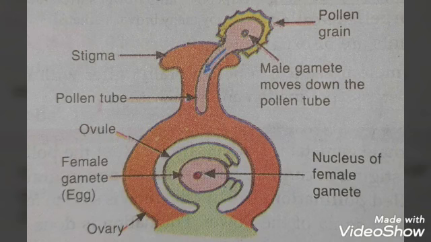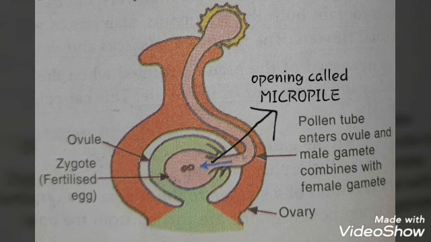Under suitable conditions, the cytoplasm of the pollen grain absorbs sugar and water from the stigma and bursts open and grows a pollen tube downwards through the style towards the female gamete in the ovary. On reaching the ovary, the pollen tube enters the ovule through an opening called micropyle, and in the meantime, two male gametes are formed in the pollen tube.